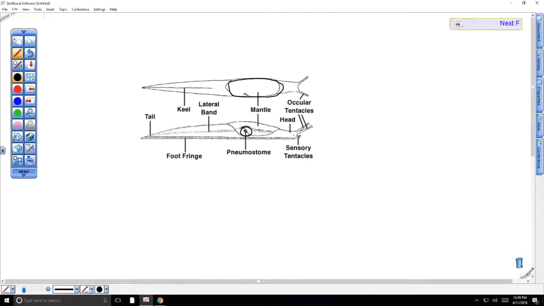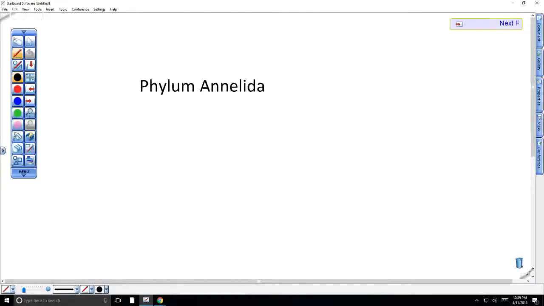Okay, so we're going to move on to the next phylum, and this is the phylum Annelida. And so Annelida, this is the segmented worms.